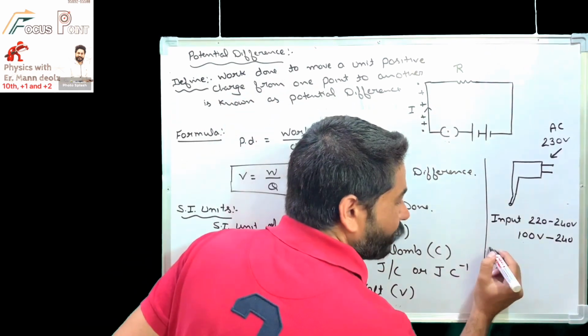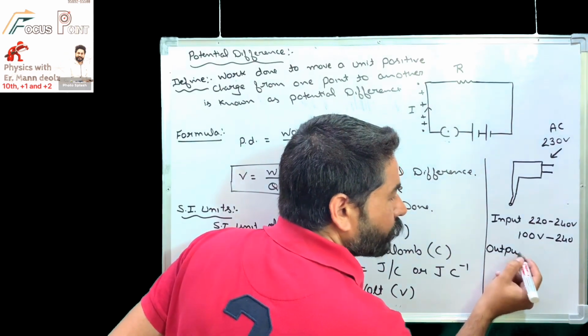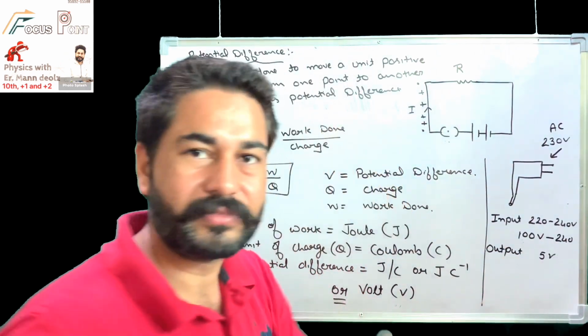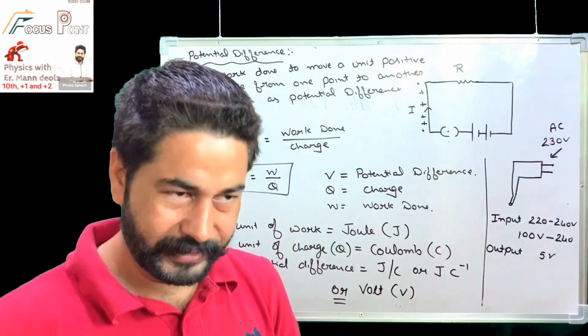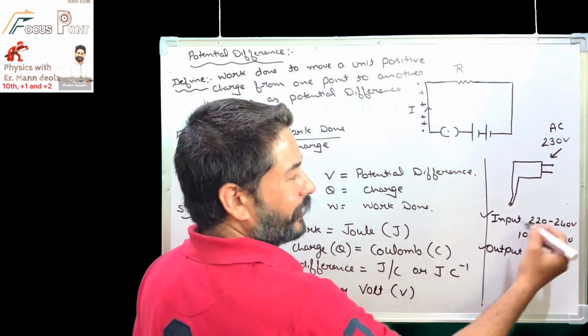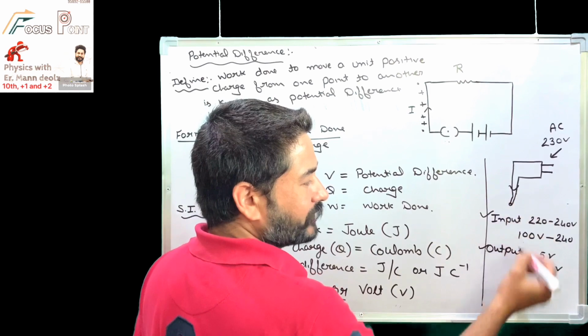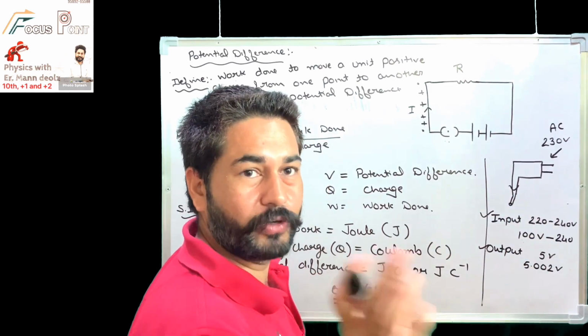Now another thing you might have observed, output. It would be 5 volt. Just check. Input means we are giving it as an input, and output means it is giving an output of 5 volt because the cell phone works on 5 volt.